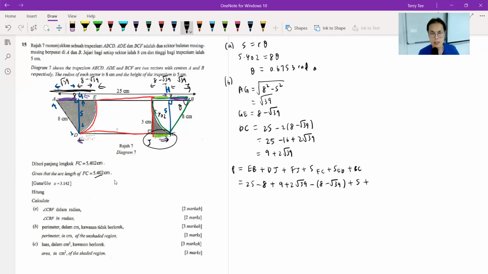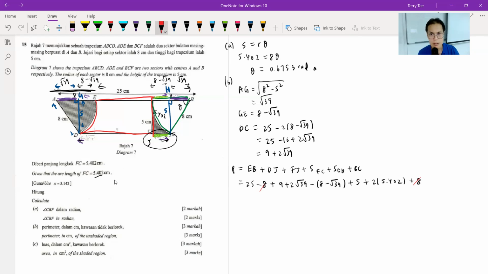You add the length of two arcs. Now we know that both arcs have the length of 5.402. Then you add your BC. BC is 8. So the good news is a lot of things we can cancel actually. We can cancel 8, negative 8 and 8 here, right? The 39 actually you can add actually, right? So I will have to simplify this. I know this is a bit long.